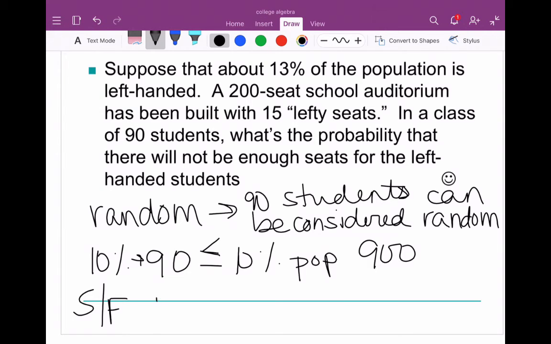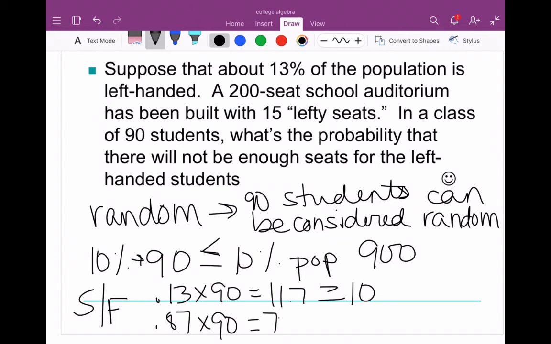So the number of successes would be 0.13 times your sample size, so your probability of success times the number of trials. In this case it's 11.7, and that is indeed greater than or equal to 10. And then our number of failures would be 0.87 times 90, which is 78.3, which is also greater than or equal to 10. So all 3 of these are met. So doing what we just did was okay.